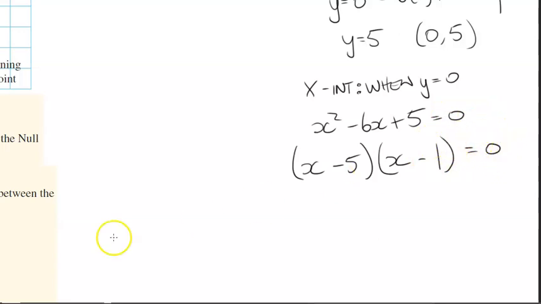So these are the two values that we can use to factorize this, and then we'll use our Null Factor Law to state that either x minus 5 is equal to 0 or x minus 1 is equal to 0.